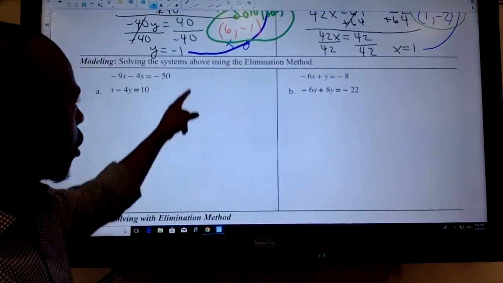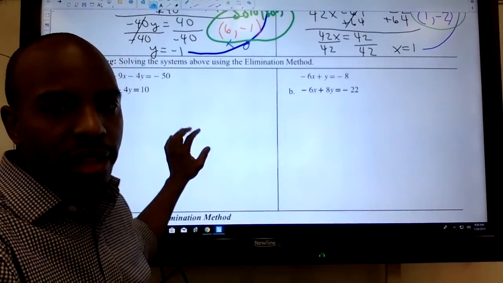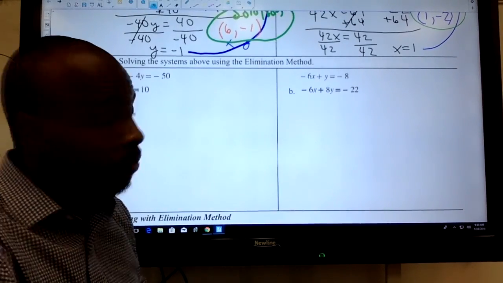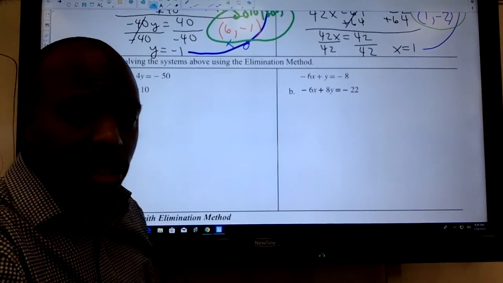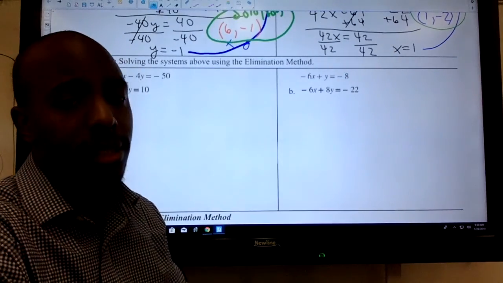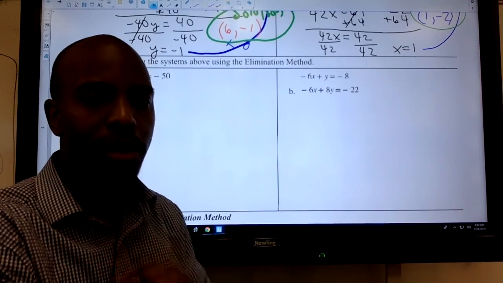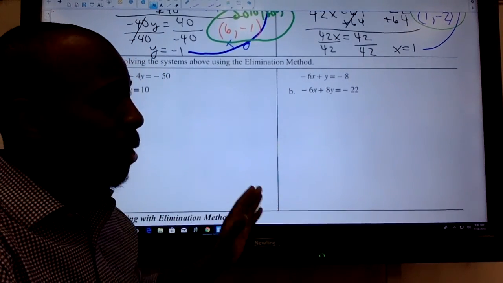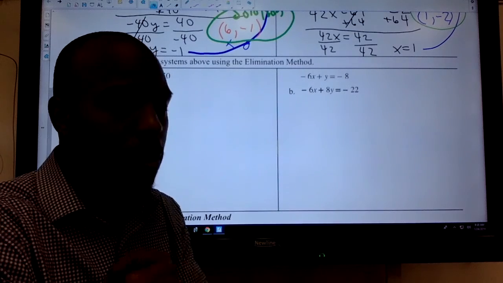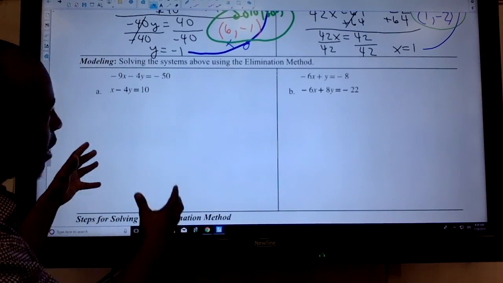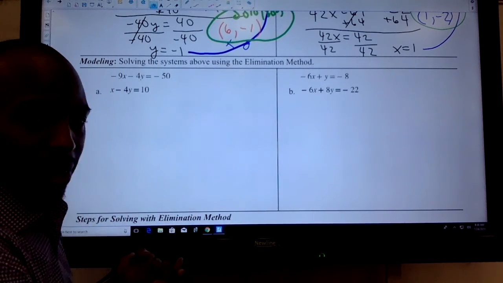So if we said the solution for the first one was 6, negative 1, that should not change whatever method we do. If we were to graph that, it should still tell me that the solution is 6, negative 1. And that's the same thing I'm going to prove here when we use elimination, that no matter what method we use, the solution should still be the same. So we are going to find the solution using this different method.